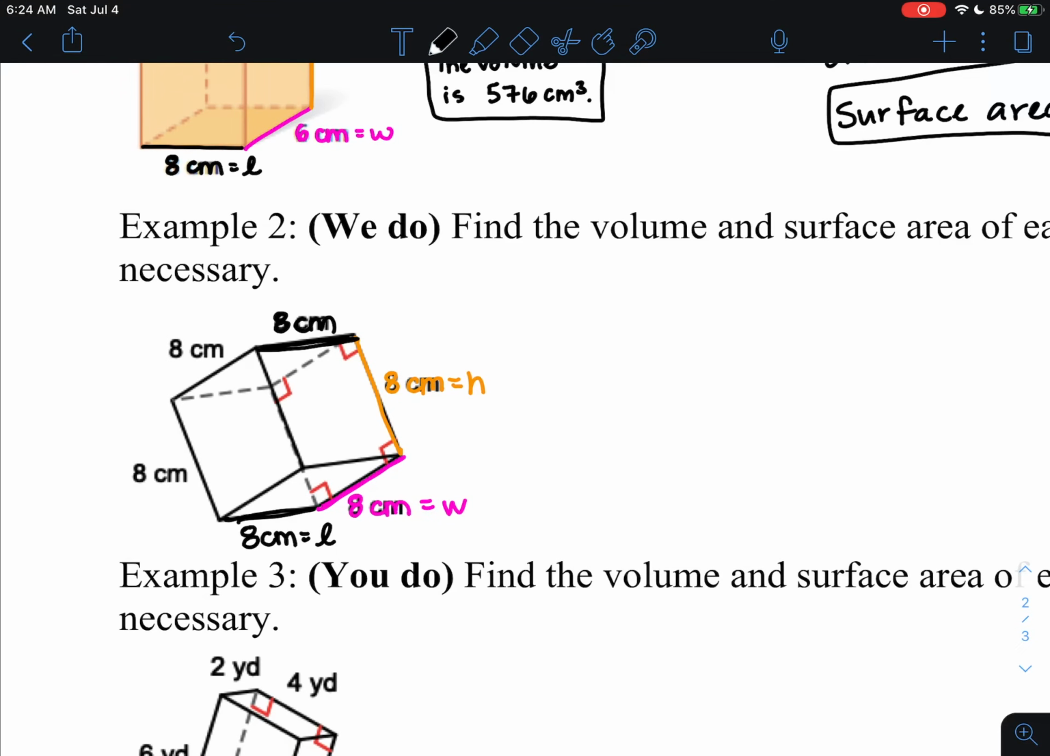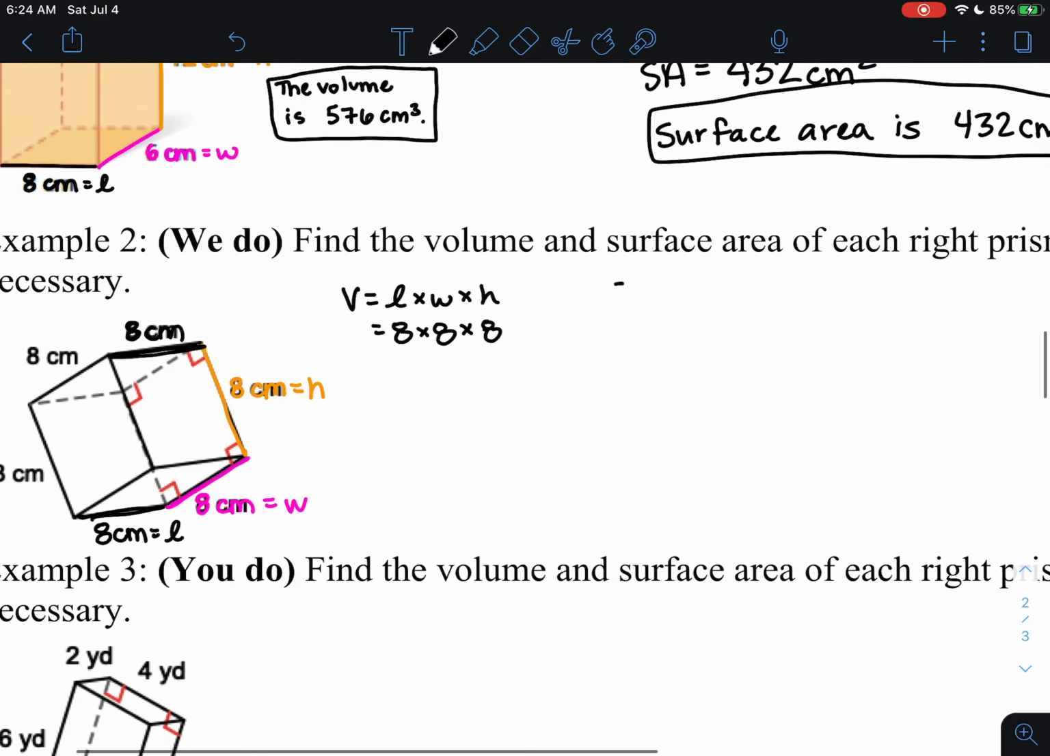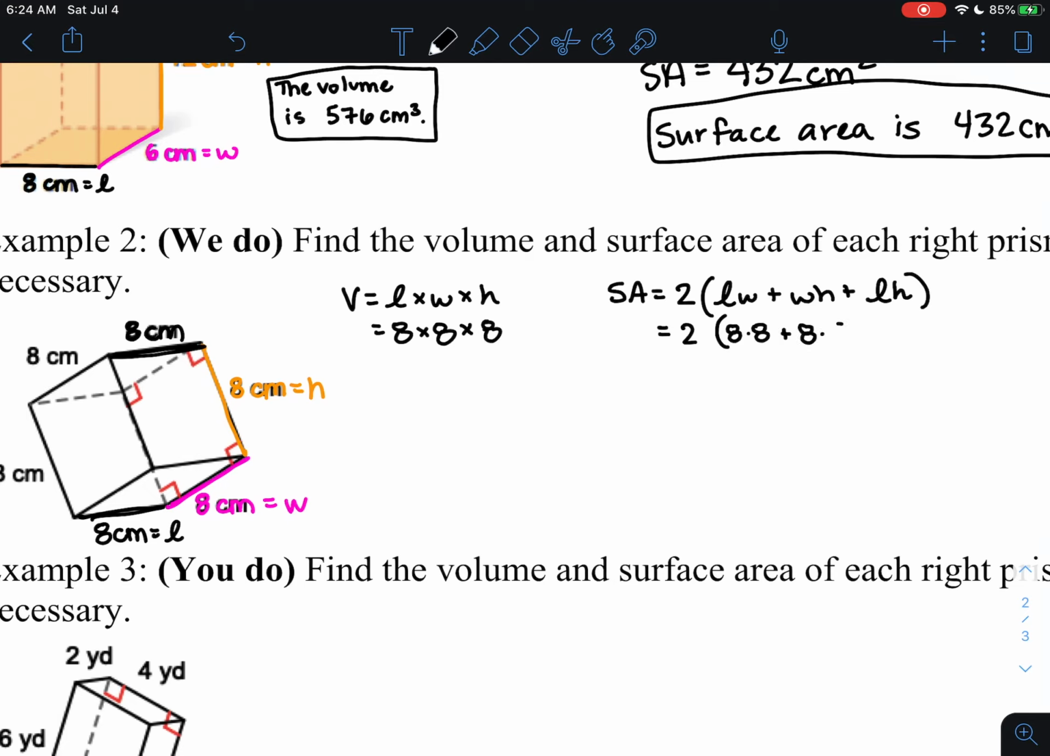And so when we do an example like this, it doesn't really change anything other than that when we do volume, which is length times width times height, we're just doing 8 times 8 times 8. And then for the surface area, when we have 2 and then length times width plus width times height plus length times height, these are all going to be 8 times 8. So 8 times 8 plus 8 times 8 plus 8 times 8. So I didn't use my colors here. I could have gone in and changed some of these to orange and some of them to pink. And you know what? Here, I can do that.